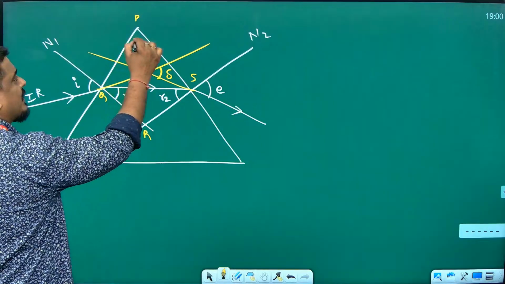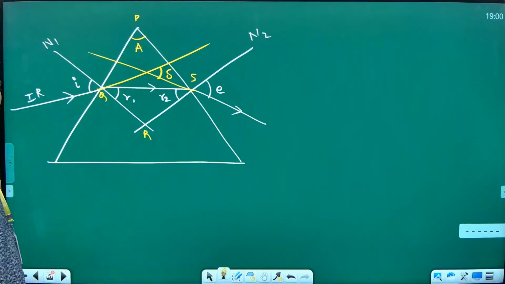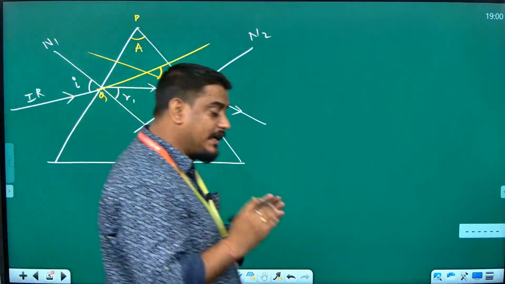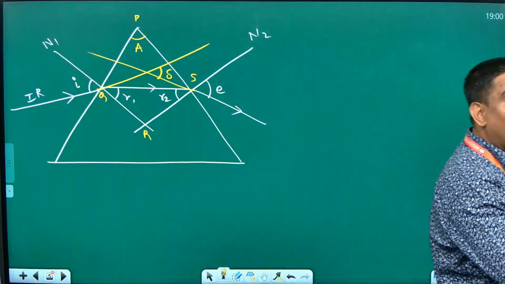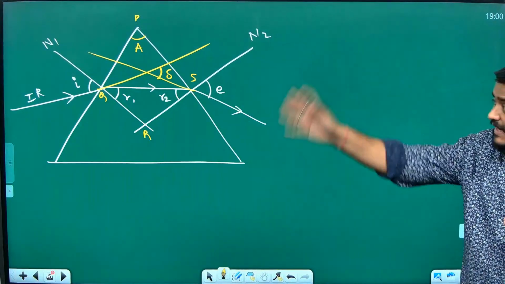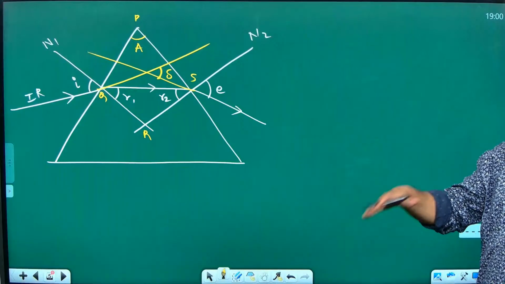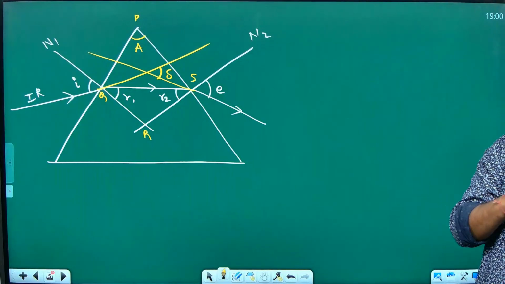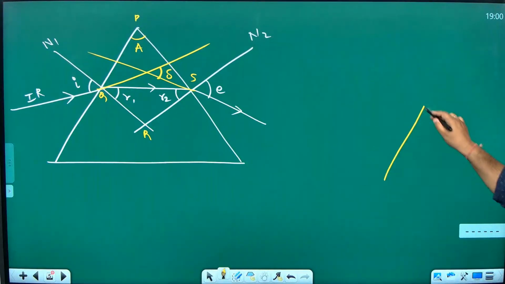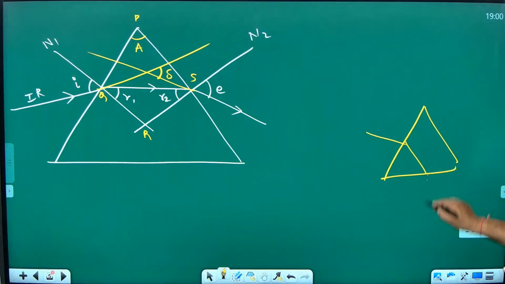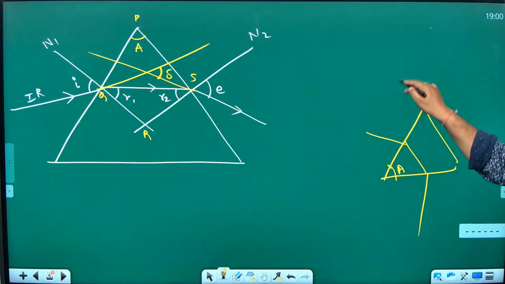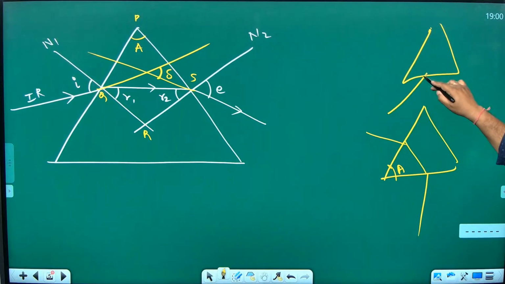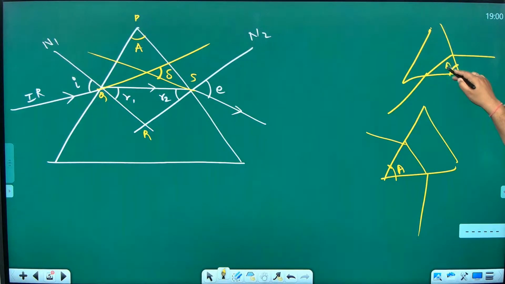This angle is called as angle of prism. You know what is the meaning of angle of prism? The angle which is enclosed by incident ray and emergent ray, that angle is called as angle of prism. It is not like top angle. I may have light coming like this, refracting and going like this. This becomes angle of prism. I may have light entering like this, going like this. This becomes angle of prism. Are you getting my point?